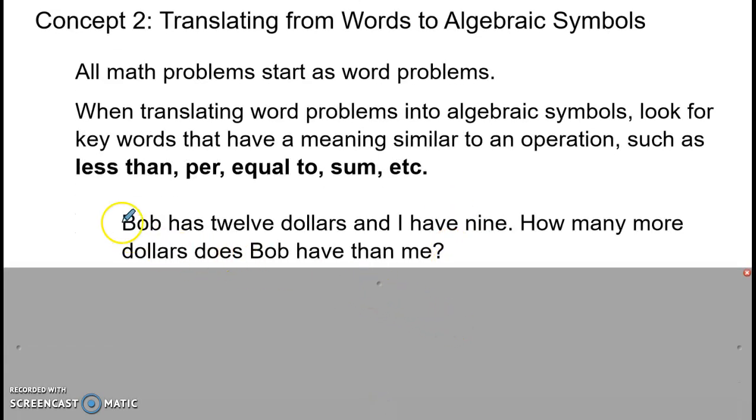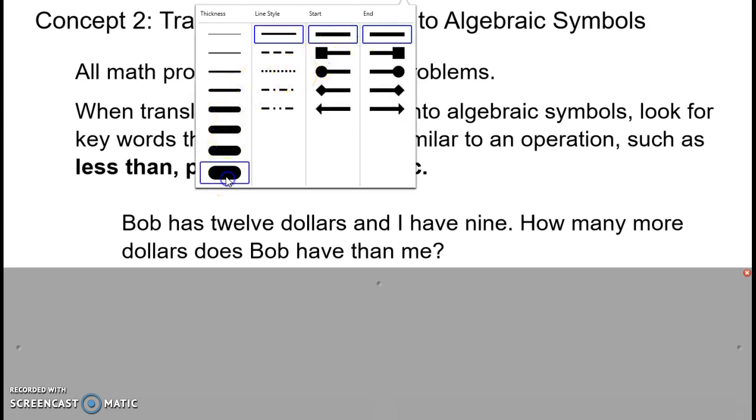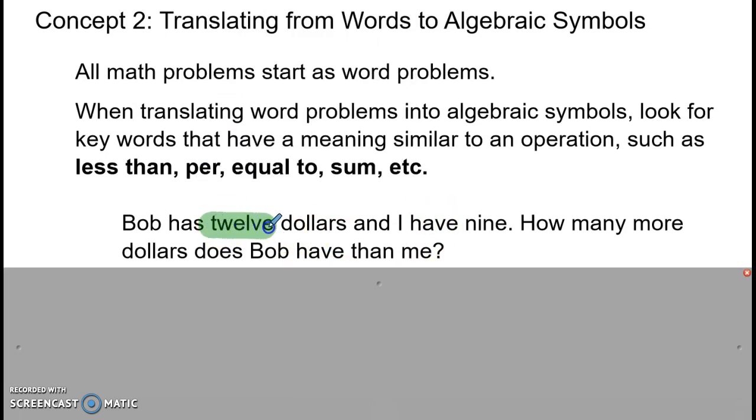So here we have Bob. Bob has $12 and I have 9. How many more dollars does Bob have than me? So first of all, what are the number words that we see in this problem? Well, we have 12 and 9. Those are the numbers. And then for operations, we have how many more, and we have than. Those are really all the pieces that we need.